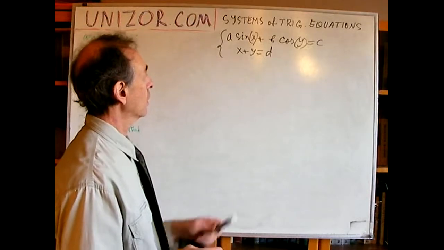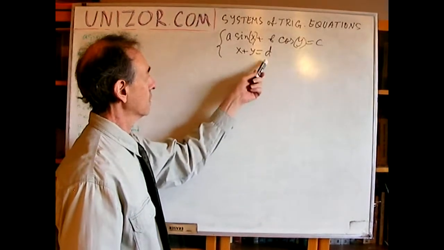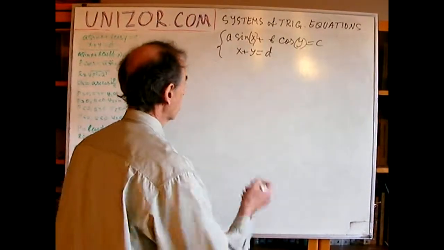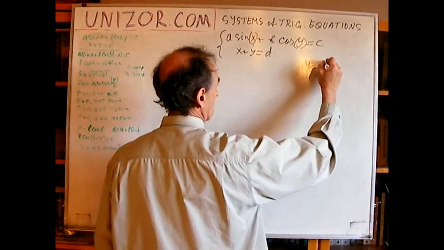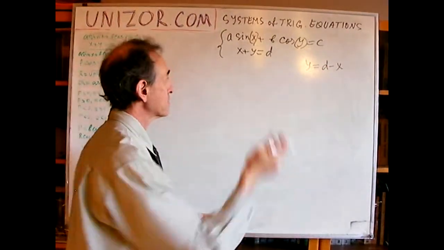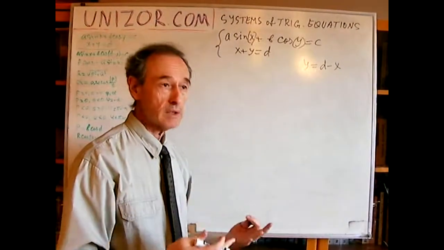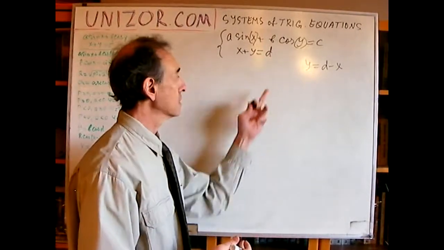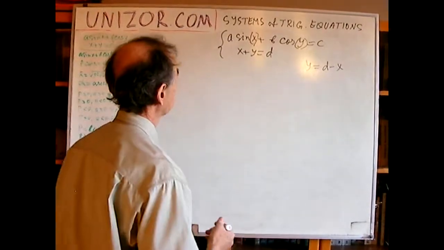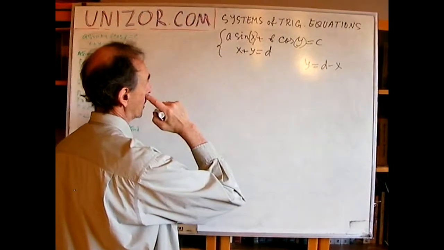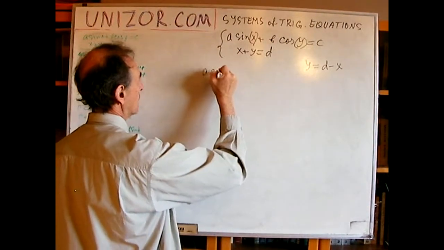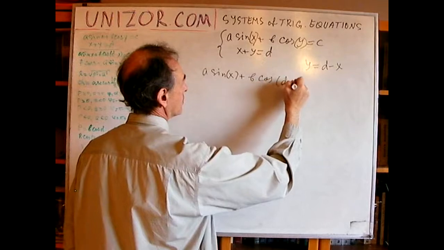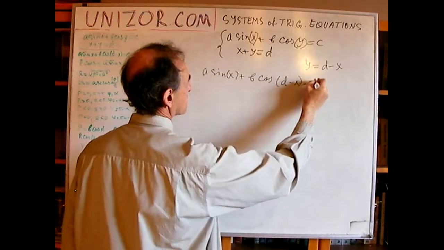So what do we do? We resolve the second equation for y in terms of x, which is this, and substitute into the top equation to get one trigonometric equation with one unknown, x. After we find x, then we can find y as well. So, what kind of trigonometric equation will be the result? a sine of x plus b cosine of d minus x equals c.